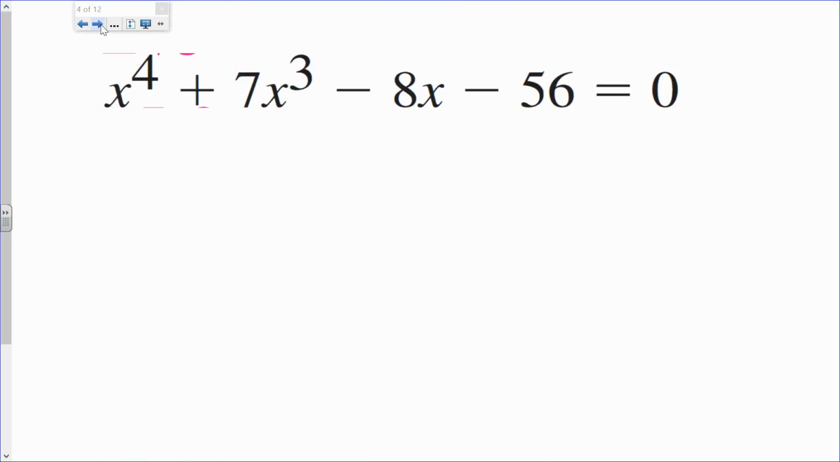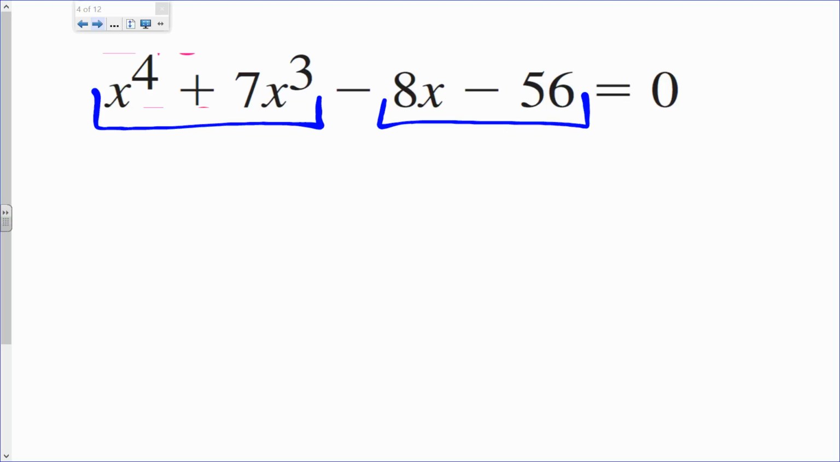Here we have a 4-term polynomial. So here I'm thinking of the technique I taught you that involves 4 terms, and I'm right away thinking of factoring by grouping. So recall, we're going to group these 2 terms together and group these 2 terms together. And let's see what we get.